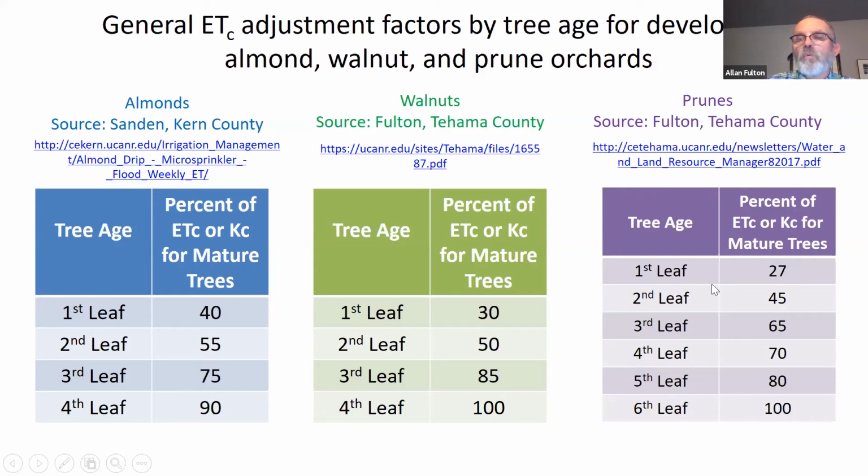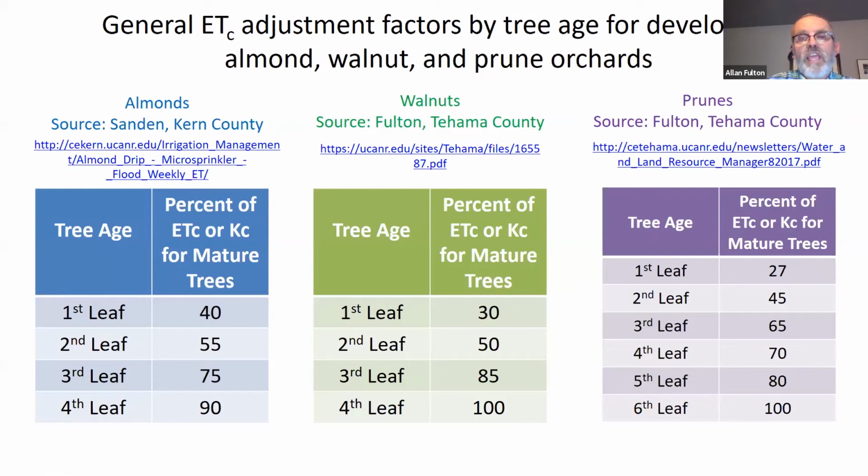And what I found was year one, average ET was 27% of a mature orchard. Year two, 45%, 65% year three, 70% year four, 80% year five. And by sixth leaf, we were approaching ET of a mature tree that would be fairly stable for the rest of the life of the orchard.